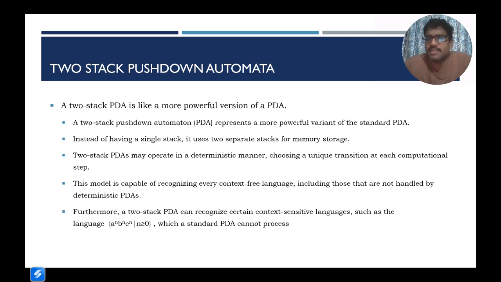Instead of having a single stack, it uses two separate stacks for memory storage. A two-stack PDA may operate in a deterministic manner, choosing a unique transition at each computational step. Similar to a finite automata, we have the initial state. By reading some alphabet, it moves to the next state, and that read value is pushed into the stack, either stack 1 or stack 2.